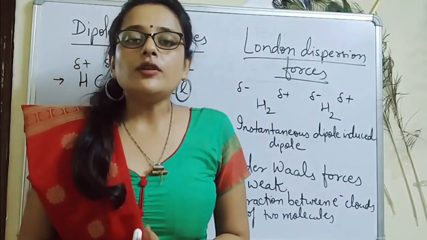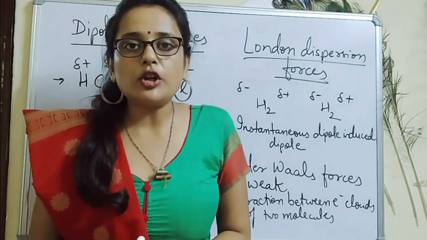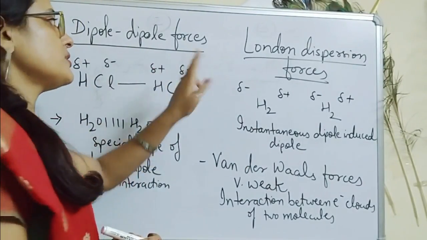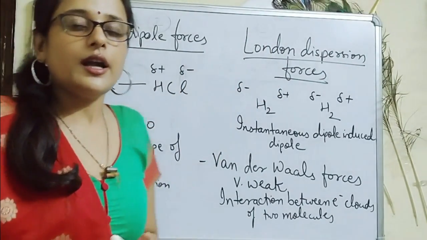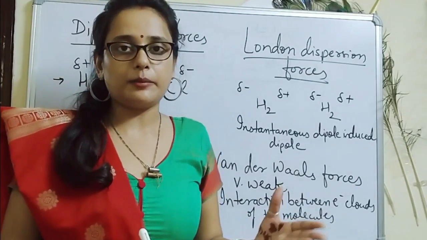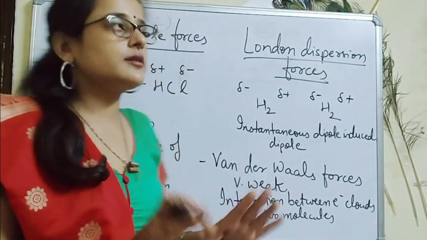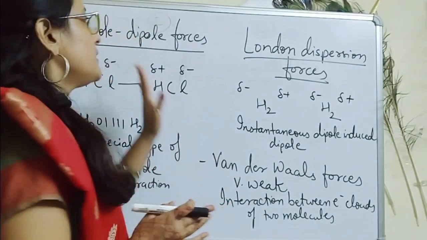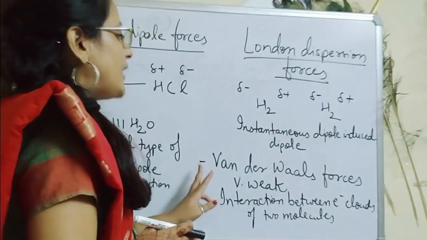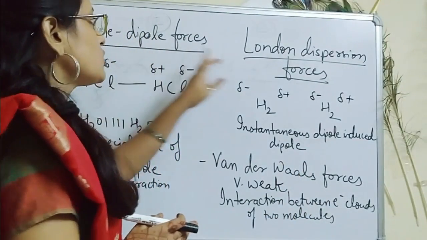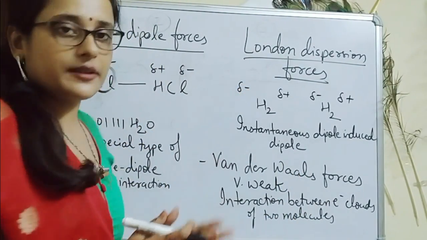So now we will see the other two types of intermolecular forces, that is dipole-dipole interaction or dipole-dipole forces and London dispersion forces. There are other types of intermolecular interactions also required in chemistry, but for biology purposes, if you understand these two forces, then it would be sufficient. These two are types of van der Waals interactions or van der Waals forces, that is, these two are subtypes of van der Waals interaction.